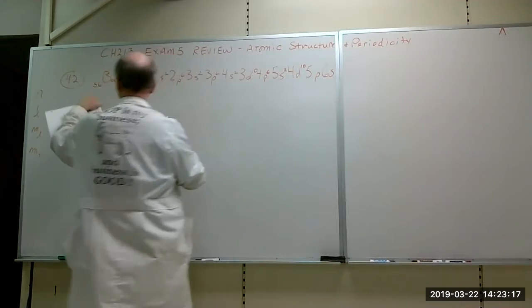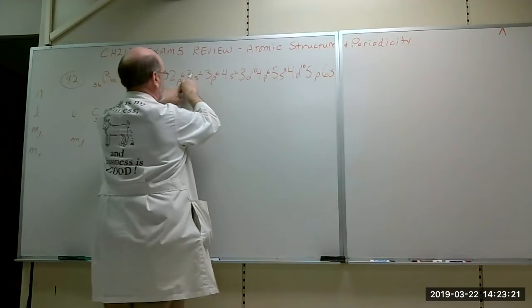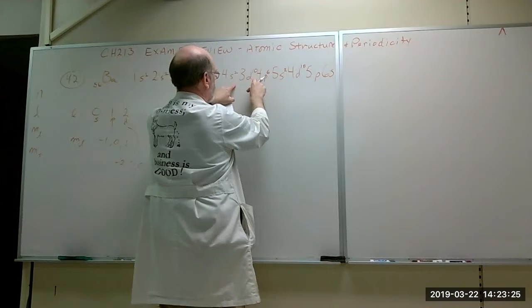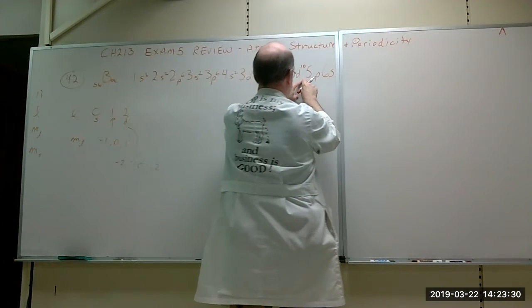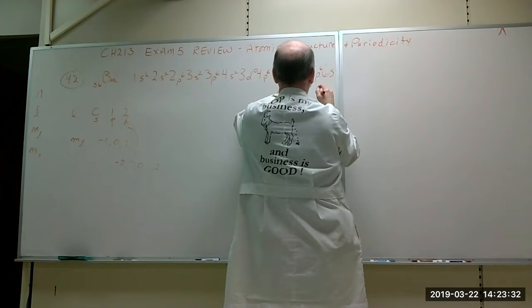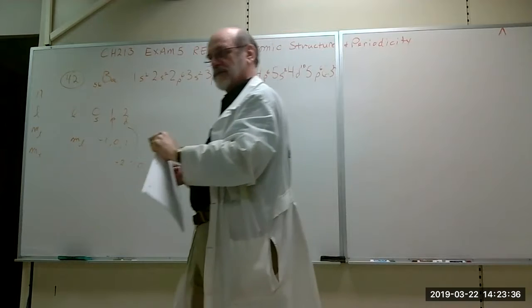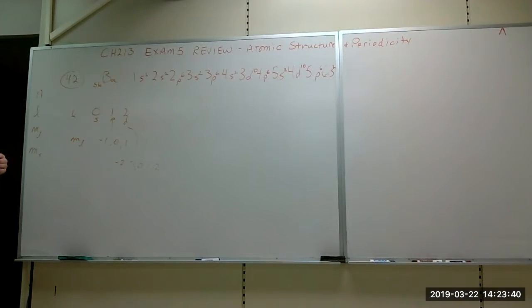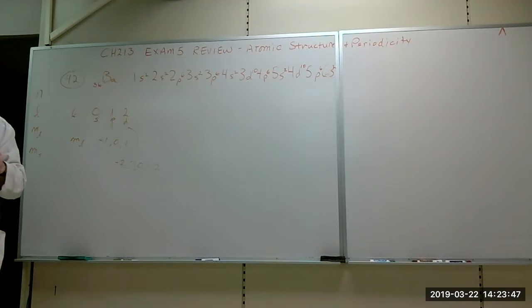So let's add it up to be sure we don't overshoot. 2, 4, 10, 18, 20, 30, 36, 38, 48, 54, and 2 is 56. Okay, so that's the complete electronic structure for barium.